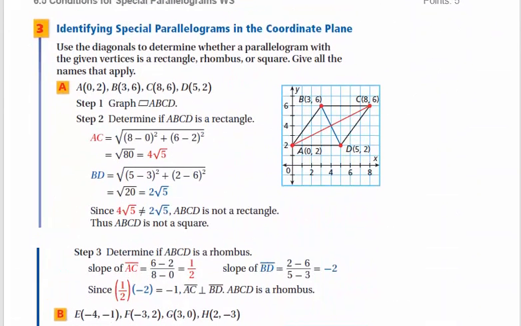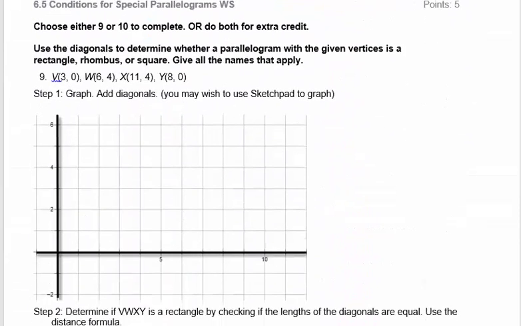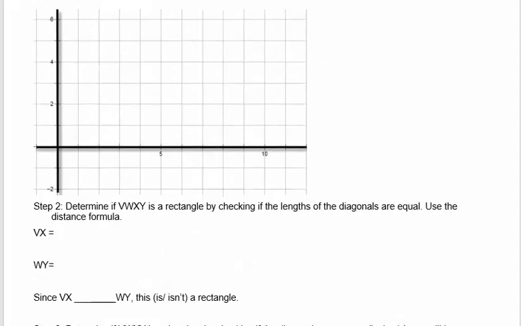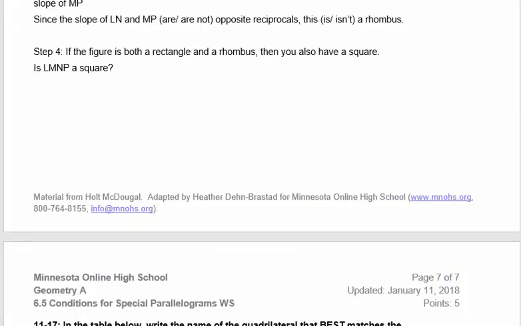Then on the next section, we're going to use the coordinate plane to graph and then find all the names that apply, whether it'll be a parallelogram, and then you'll have to decide if it's a rectangle, a rhombus, or a square, and give as many names as apply. You could have all three of them. So there's some examples there. You only need to choose 9 or 10 to complete, or you can do both for extra credit. So there's 9 on one page, 10's on the next page.